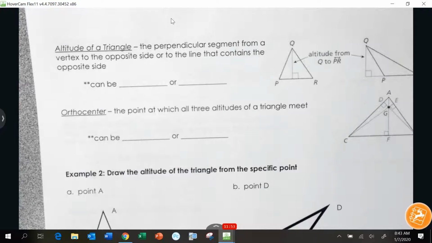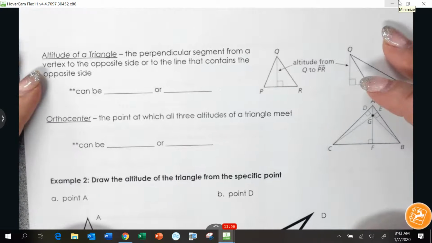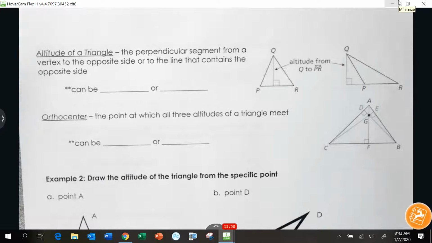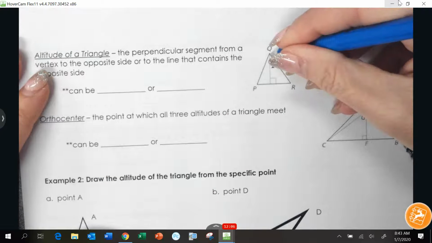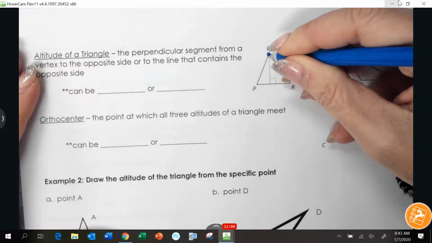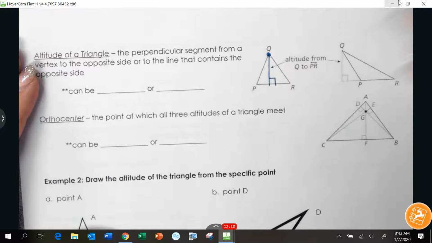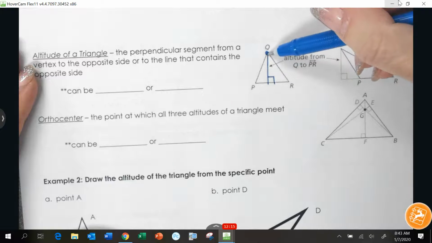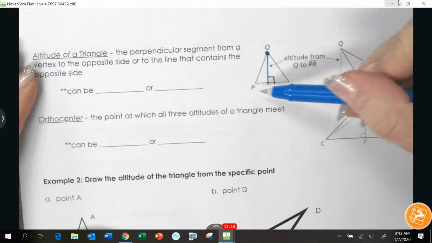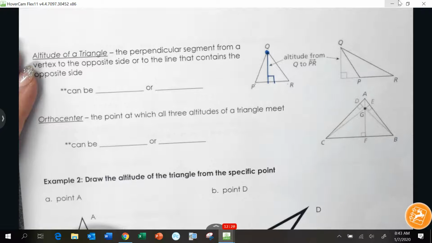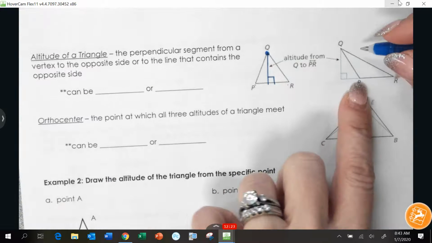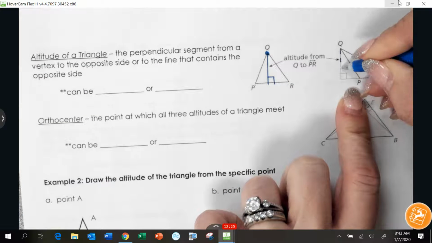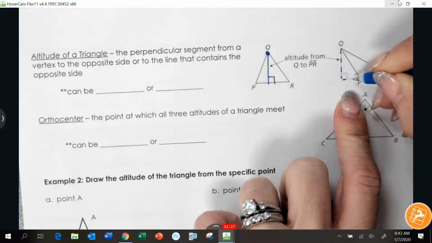All right, so that's centroid, that's medians. Next is altitude. Altitude is the perpendicular segment. It is not necessarily a bisector. It is a perpendicular segment that starts at a vertex and makes 90 degrees with the opposite side. So in this picture, if Q is the vertex, I'm going to connect it to PR and it has to make 90 degrees. This picture is a little bit different, and usually it looks like this, so it's a little bit easier to see.